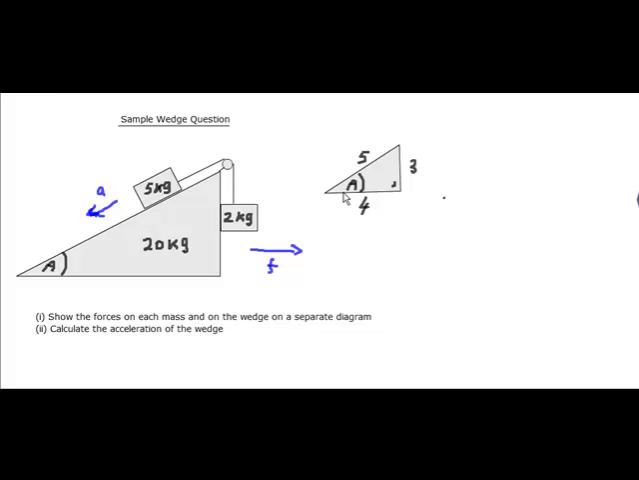This is a wedge question from the 2008 mock paper. It's question 4. In the question we're given this diagram here, and we're shown a wedge with a pulley attached to the wedge, and going over the pulley we have a string attached to 2 masses, 5 kg resting on the wedge surface here, and a 2 kg mass hanging over the edge.